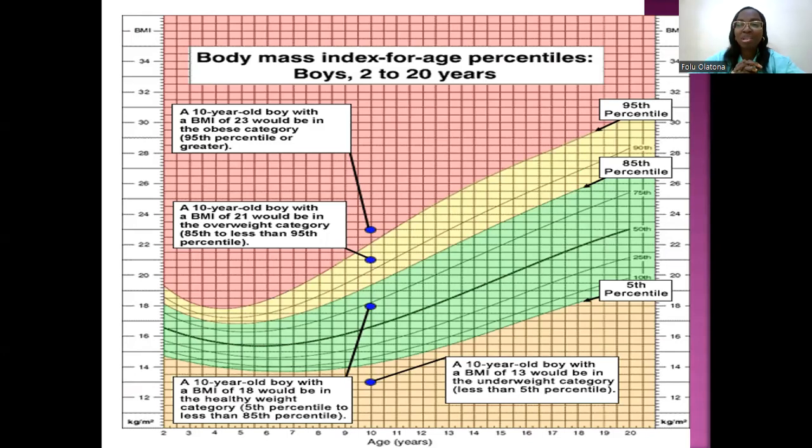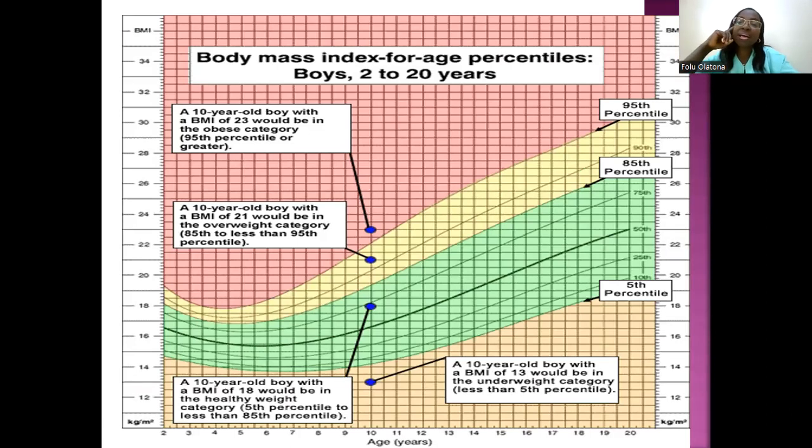Remember that for you to get BMI, you first get the height and the weight. Then the weight over height square will give you the BMI. Then you plot the BMI on these charts against the age before you now conclude whether that child is overweight or obese.